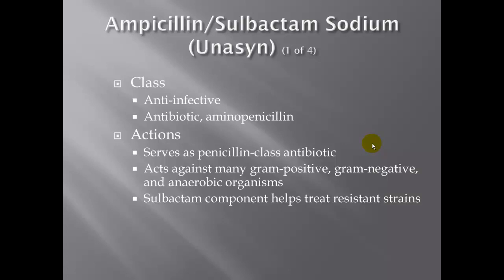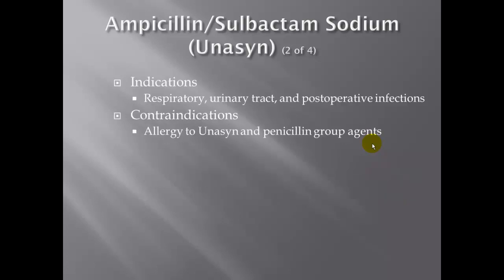Augmentin has an additional acid in it to break down the capsid layers of specific bacteria, more commonly otitis media. The primary antibiotic in Augmentin is amoxicillin, and the primary antibiotic in this is going to be ampicillin. The sulbactam helps get the ampicillin inside so that they can kill the bacteria. Indications: respiratory, urinary tract, and postoperative infections. Contraindications: allergy to Unasyn and penicillin groups.